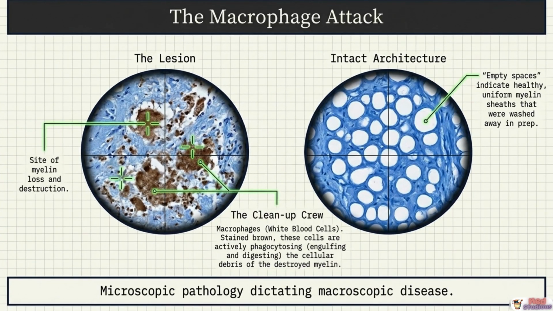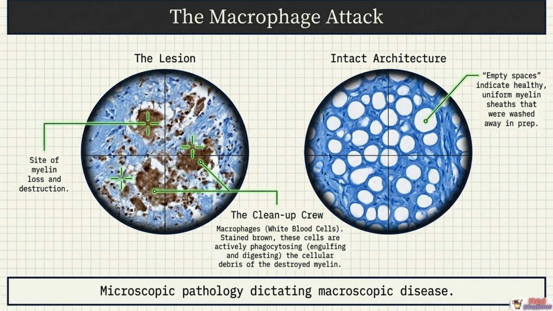If we look at a histological slide of an active MS lesion, we can visually witness this immune attack. On the left side of the tissue, we see intact architecture. The empty spaces here, as we learned earlier, actually indicate healthy, uniform myelin sheaths that were washed away during slide preparation. But on the right side, the architecture is violently disrupted. This is the lesion, the active site of myelin loss and destruction.